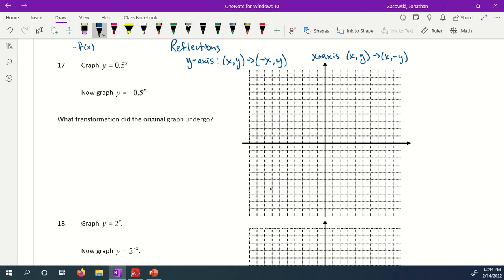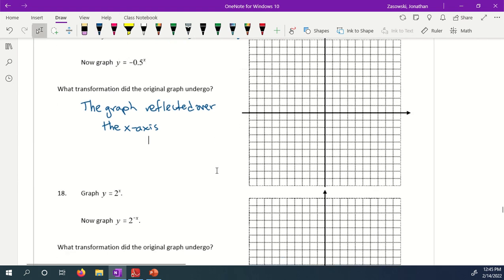Okay, so I'm not going to graph it, we're just going to explain. So the graph reflected over the x-axis, right? Because f of x, which is y, became negative.